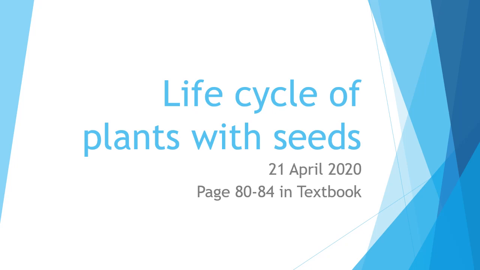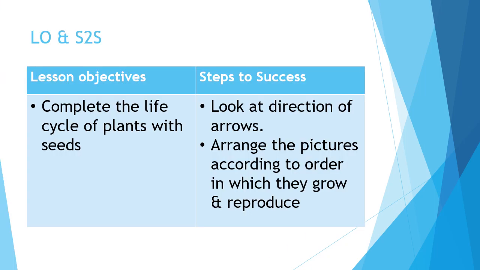So today we're going to cover the life cycle of plants with seeds for part 1, and then the life cycle of plants without seeds for part 2. So this is page 80 to 84 in your textbook. So the lesson objective is to complete the life cycle of plants with seeds.